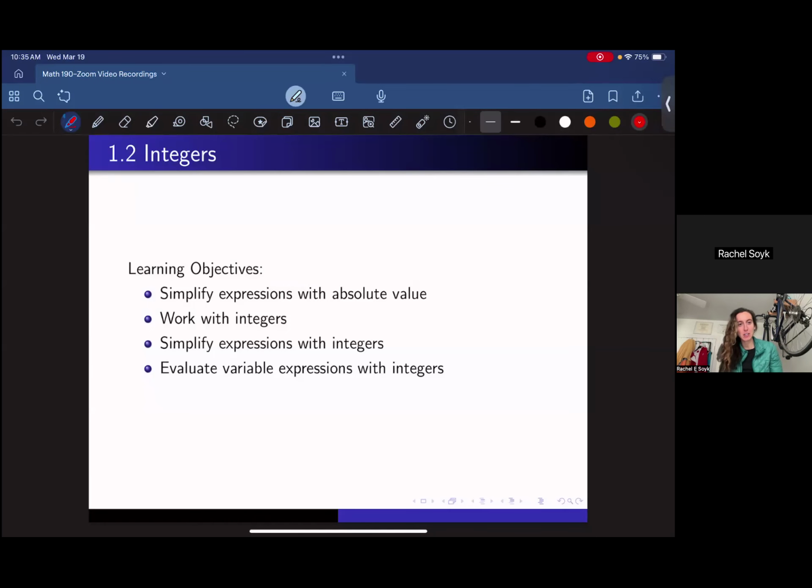Hi, all. So today we're going to go over our 1.2 integers. And so our learning objectives for today are the following. We're going to be able to simplify expressions with absolute value, understanding what is absolute value, or our formal definition of it. We're going to be able to work with integers, be able to simplify expressions with integers. And then our last objective is going to be able to evaluate variable expressions with integers. So let's jump into it.